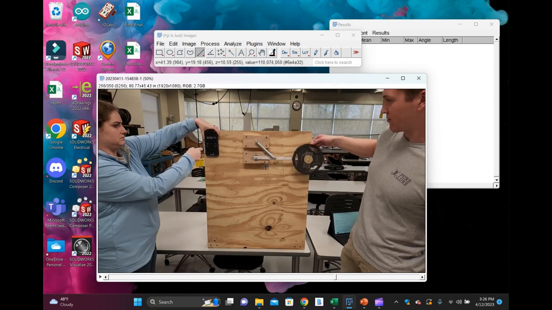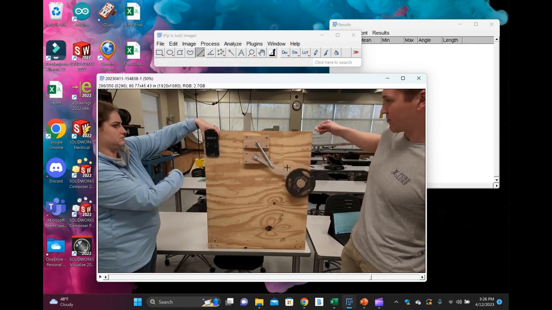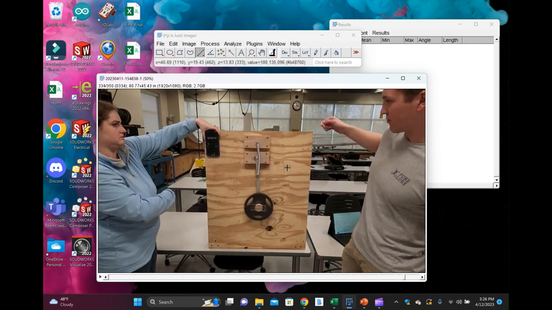So starting at frame 255, this is the first frame where our weight starts to drop at 0 degrees relative to the horizontal here. So 255 all the way down to frame 335. So the program allows us to find the difference in frames, which is 80. So what we said is we've got 80 frames between 0 degrees and 90 degrees.